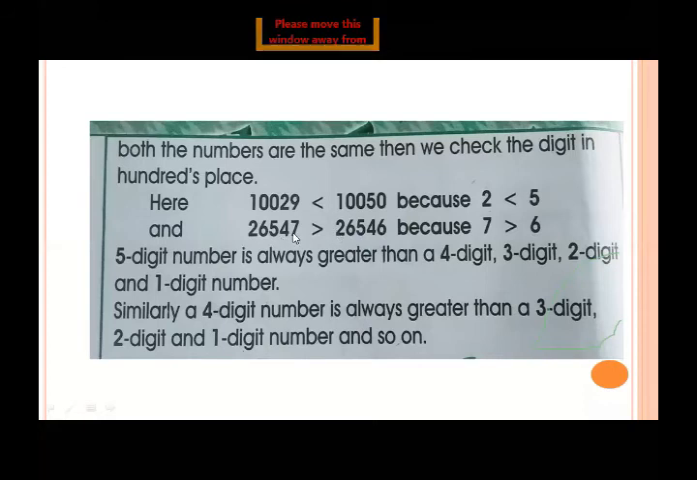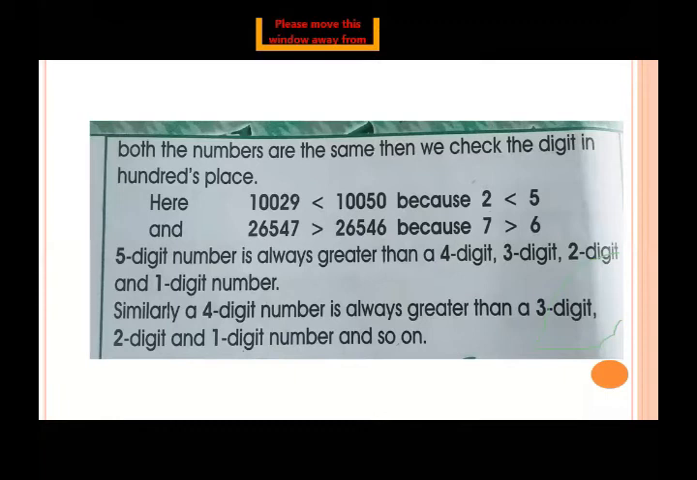So what do we have to do now? You have to check the number at units place. Here the number at unit place is 7 and here the number at unit place is 6. So 7 is obviously greater than 6, so the crocodile mouth opens at 7. In this way you do comparison of numbers.